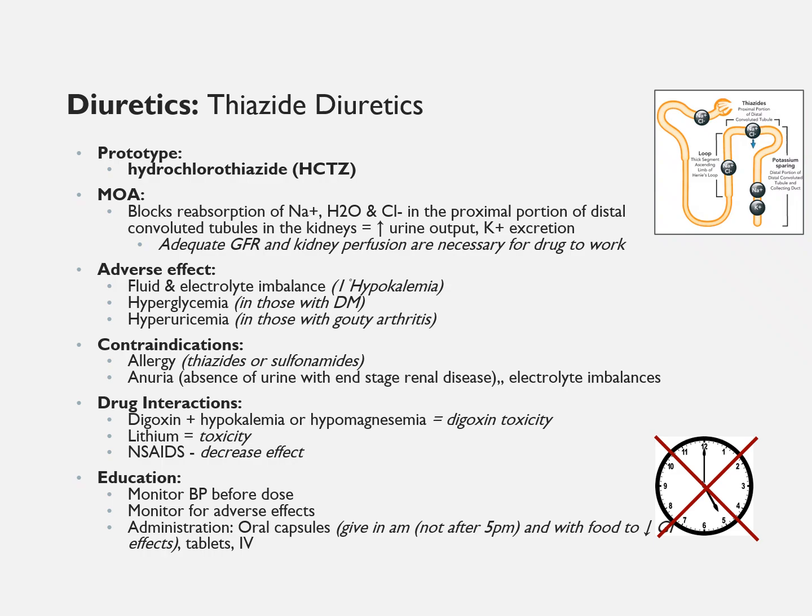The first one is the thiazide diuretics, which is hydrochlorothiazide. This works by blocking sodium, water, and chloride reabsorption, thus increasing urinary output and potassium excretion. These medications require adequate kidney function to be effective. Some key adverse effects are hypokalemia, hyperglycemia, especially in patients with diabetes, and hyperuricemia, which is important for patients with gout. Nurses should monitor blood pressure, electrolytes, and blood sugar, and this should be administered orally, usually in the morning, with food to reduce GI upset.